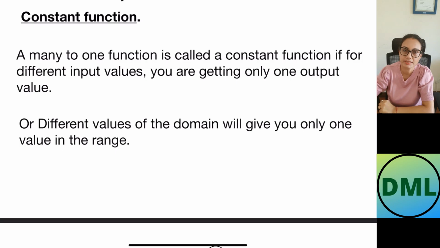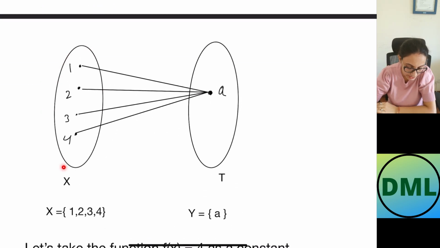Let's understand this with the mapping here. This is your set x, this is your set t. The elements in x are 1, 2, 3 and 4 as I have written here. The elements in t is only a. As you can see from here, 1 maps to a, 2 maps to a, 3 maps to a, 4 also maps to a. There is no element left in the domain. Here all the elements in the domain are mapped to one element in the range. This is the meaning of constant function.